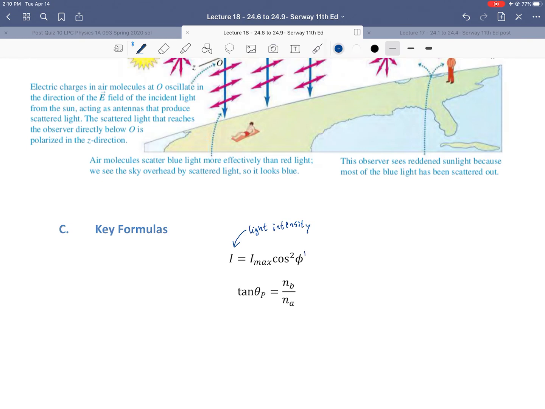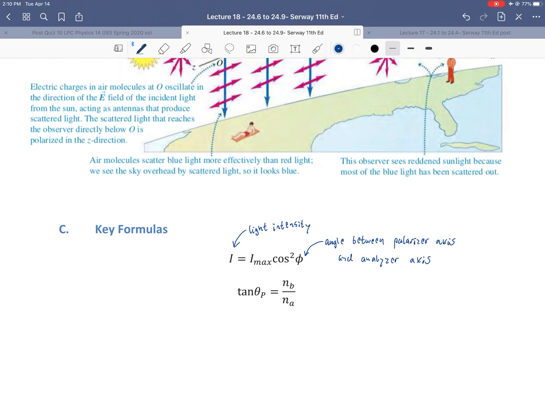Phi here represents the angle between the polarization axis of the analyzer and the polarization axis of the polarizer. So this is the angle, and I'll put the polarizer first. Angle between polarizer axis and analyzer axis. So it's the angle between those two axes.